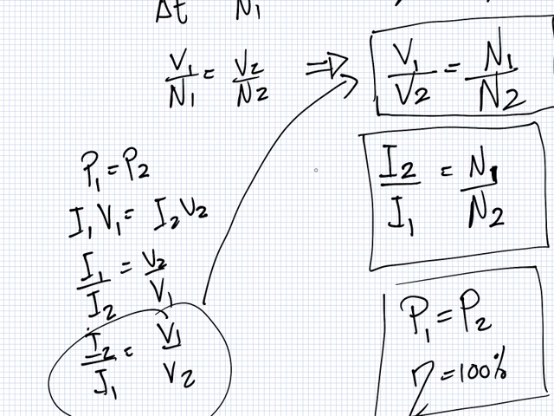So explain to me why a transformer would not work if the current is direct and not alternating. Why would it not work?